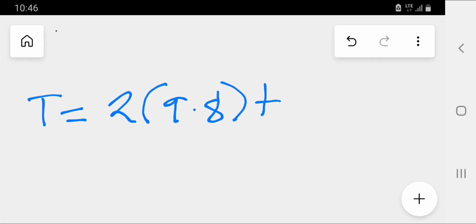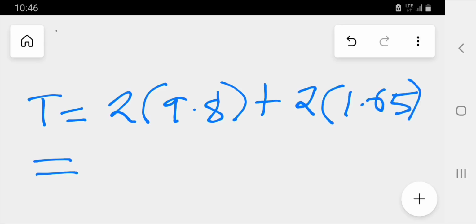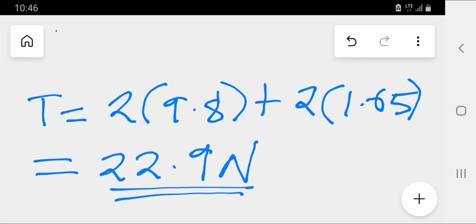So when you substitute these values, what is m1? M1 is 2, times, what is gravity? Gravity is 9.8, plus m1 again, it's 2, times acceleration, which is 1.65 meters per square second. So when you punch your calculator, adding them together, we are going to have tension to be 22.9 Newton. So this one becomes your tension.